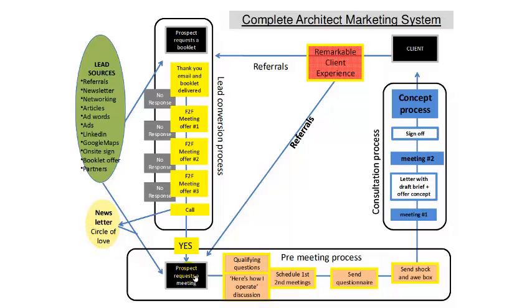Now, let's go back really quickly to the pre-meeting process. After they've requested the meeting, they go through this series right here. We give them our exclusive "Here's How I Operate" discussion. This is a script that's available as part of the complete architect marketing system. We schedule the meetings, send the pre-meeting questionnaire, and send the shock and awe box, which is another element of this process we've talked about in a previous video. You can see in the video with Mona Quinn exactly what that is. And then after we've scheduled that meeting, we're in the consultation process.